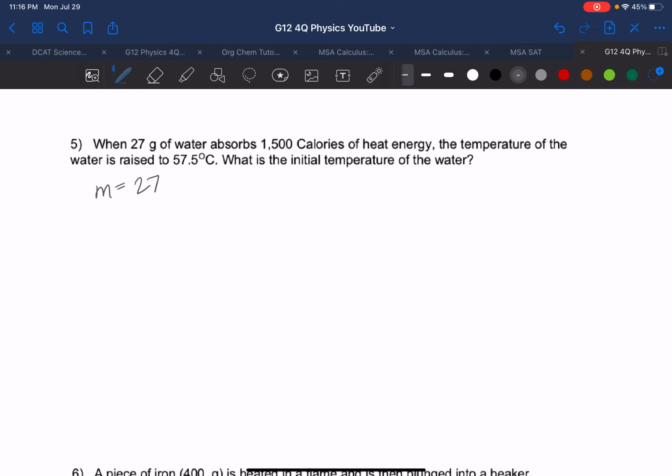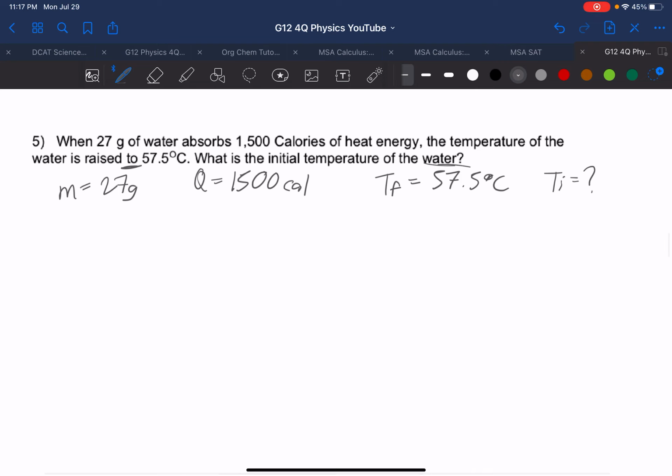27 grams of water absorbs 1,500 calories of heat energy. The temperature was raised to. Note that preposition to. So this is definitely final temperature. And yes, what we're given is the final temperature, because what we're supposed to look for is the initial temperature. We're still talking about water, so the specific heat is 1.